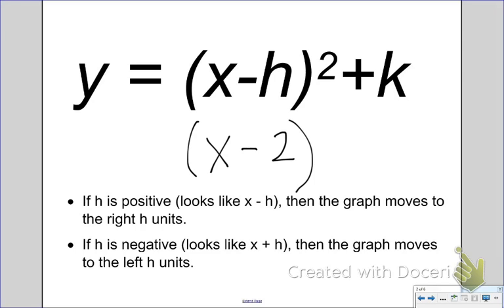If h is positive, so Makai just told me that h was 2. If h is positive, like 2, it's going to look like x minus h. Then the graph moves to the right h units. With your finger, point to the right. Which direction is the right? Okay, good. It's this way. So it's moving this way, h units.